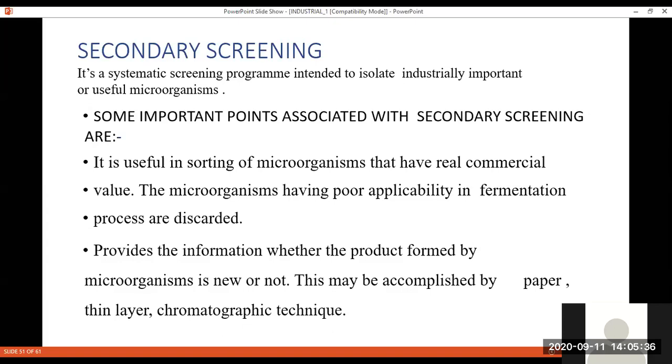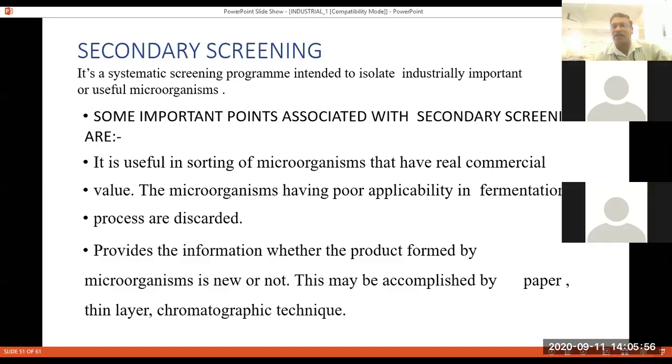If they are growing in such a sophisticated environment, they give secondary metabolites, and those secondary metabolites have commercial value. Microorganisms having poor applicability, okay, I am not interested in them later on. So in this fermentation process, it can get discarded. If the organism has no value, we have to discard that fermentation process. So this is information which comes in the secondary screening.